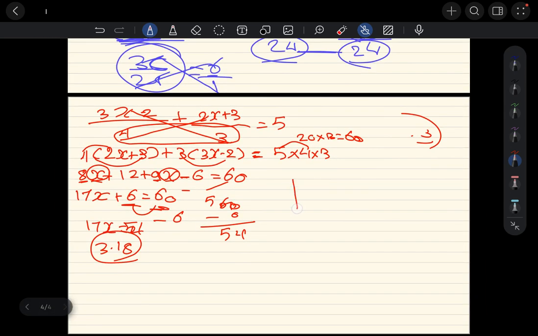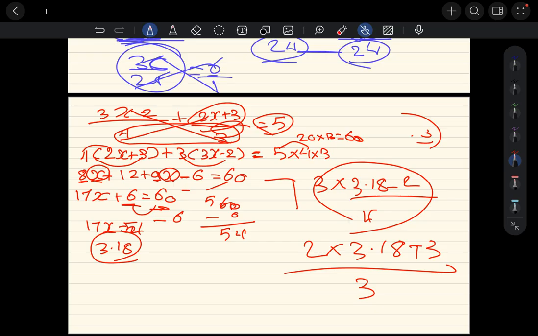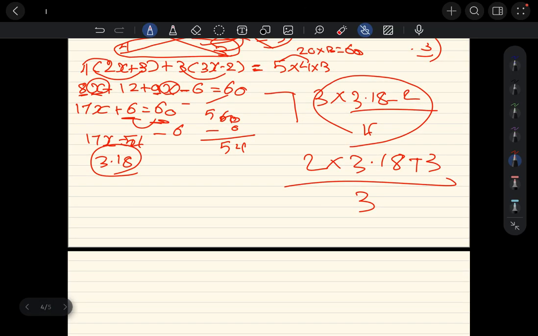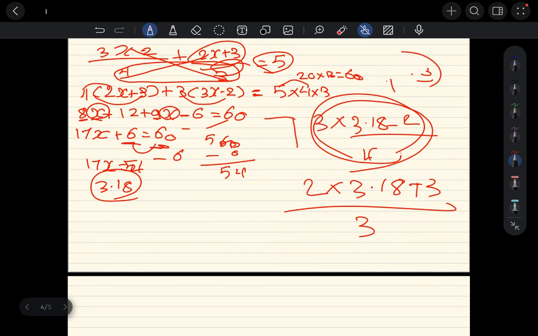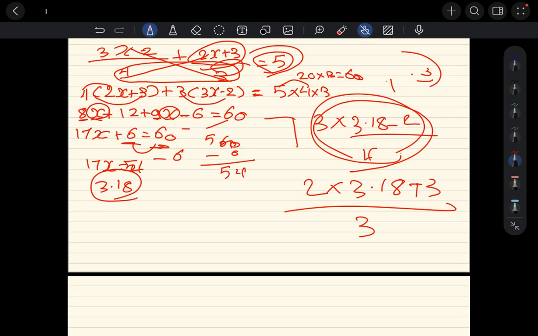And if you want to substitute, you can do 3 multiplied by 3.18 minus 2 upon 4 plus, you substitute also, 2 multiplied by 3.18 plus 3 upon 3. You're gonna get 5 on both sides. When you do that on the calculator, you will get an answer. If you add both answers together, you're gonna get 5, and that's 100% correct.